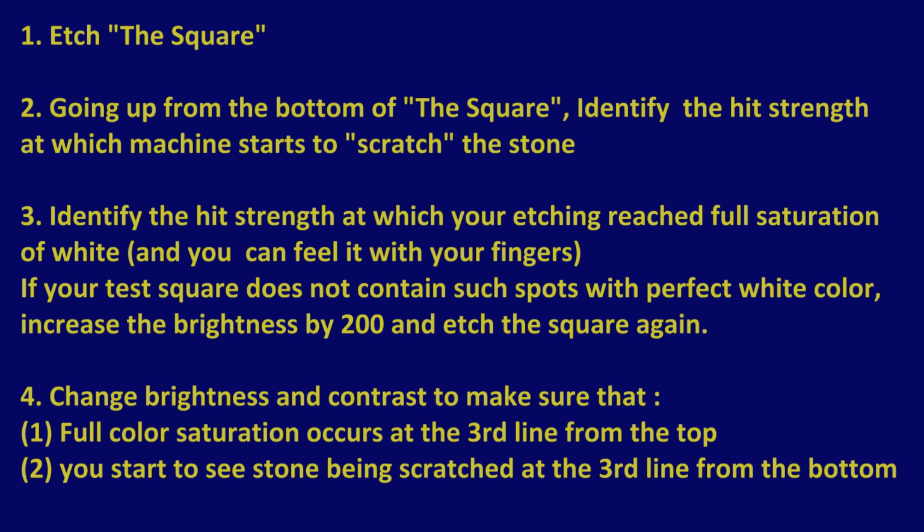Step number 4, now knowing those 2 reference points, knowing those two heat strengths, you modify your material definition to make sure that the heat strength for the darkest gray occurs at the third line from the bottom, which is approximately color number 16 times 3, 48, and that the heat strength for the brightest white occurs at approximately the third line from the top, which is approximately color 208. And that's it.